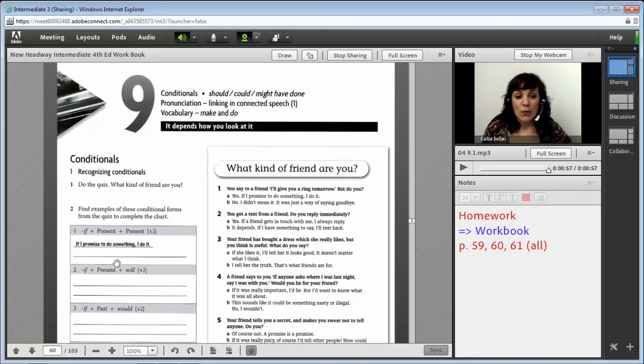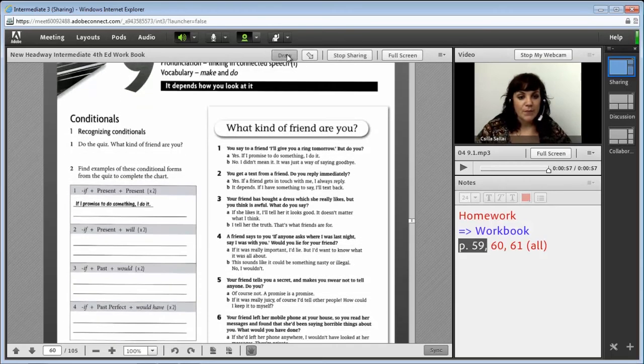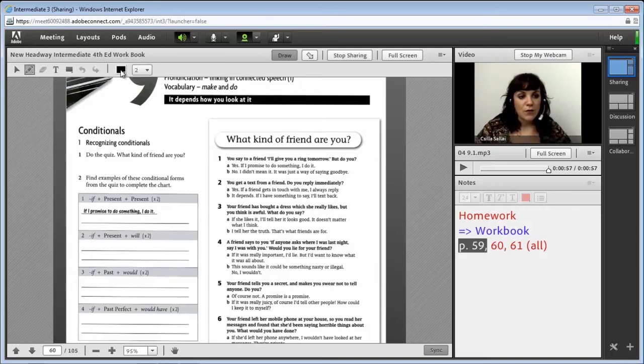Now please open your workbook on page 59. Your workbook on page 59. Page 59. So if you look at exercise number 1 first, recognizing conditionals. It has 2 parts. Number 1, do the quiz. What kind of friend are you? This is just for fun, but with some hidden grammar practice. What kind of friend are you?